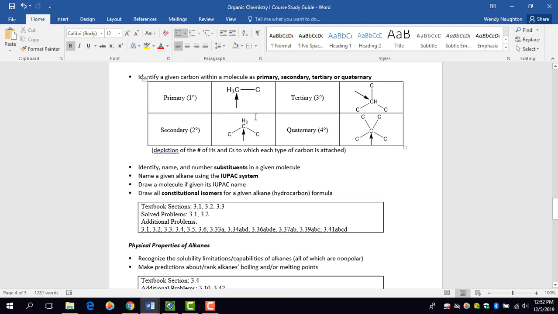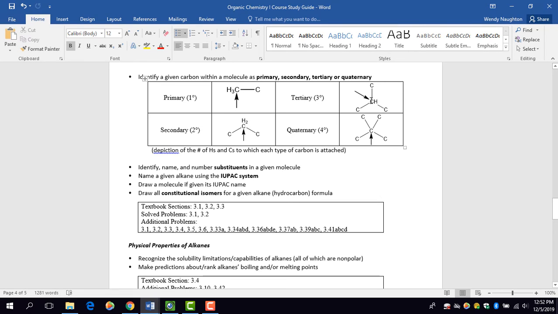And I don't have this in the notes, but if you are a hydrogen that is bonded to a primary carbon, then you yourself are a primary hydrogen. Basically, that's how the trend goes. If you are a secondary carbon, you're attached to 2 other carbons, and then the rest of your bonds, 2 more, go to hydrogens. If you are a secondary hydrogen, then that means you are bonded to a secondary carbon.